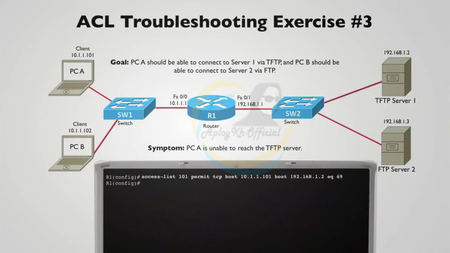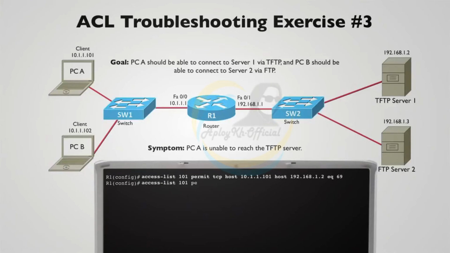Our first statement is access-list 101, so we know we're working with an extended ACL this time because the number is in the range of 100 through 199, and we're saying permit TCP host, and we give the IP address of PCA and the destination. Remember, with an extended access list, we can specify a destination, and the destination is a host with the IP address of server 1, and because we're wanting to allow TFTP traffic to go to server 1, we're saying EQ 69. 69 is the TFTP port number.